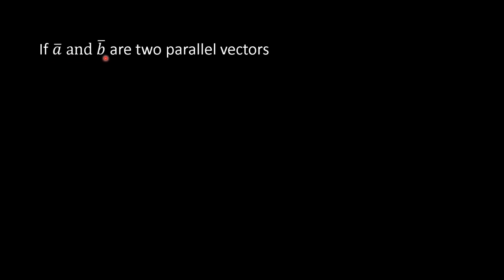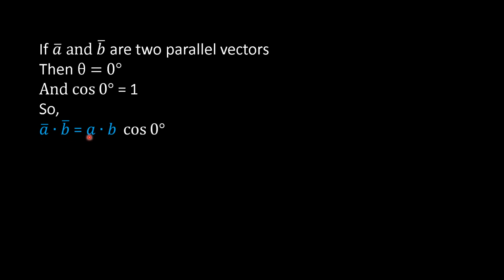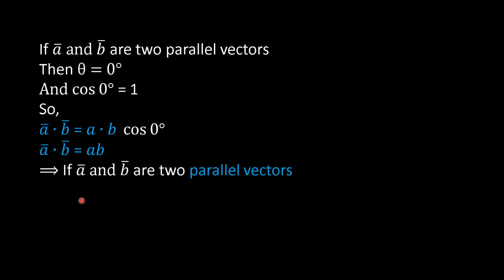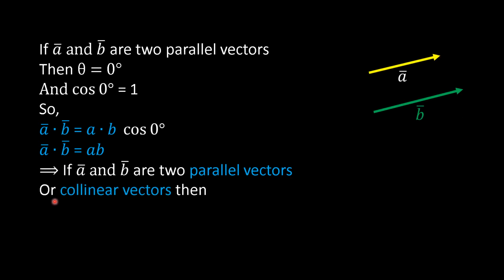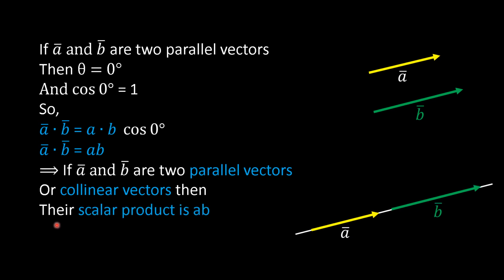If a bar and b bar are two parallel vectors, angle between them will be 0, and we know that cos 0 is 1. So a bar dot b bar will be ab cos 0, which will be ab, which implies if a bar and b bar are two parallel vectors like this, or collinear vectors like this, then their scalar product is ab.